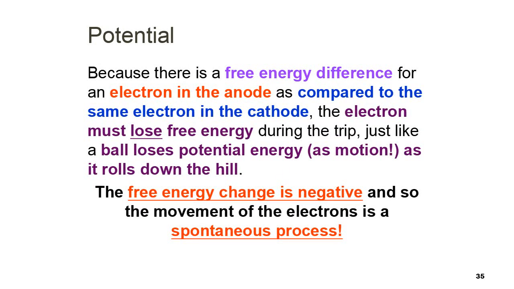It's worthy to note that because there is a free energy difference for an electron in the anode as compared to the same electron in the cathode, the electron must lose free energy during the trip, just like a ball loses potential energy as motion as it rolls down the hill. The free energy change is negative, and so the movement of the electrons is a spontaneous process.